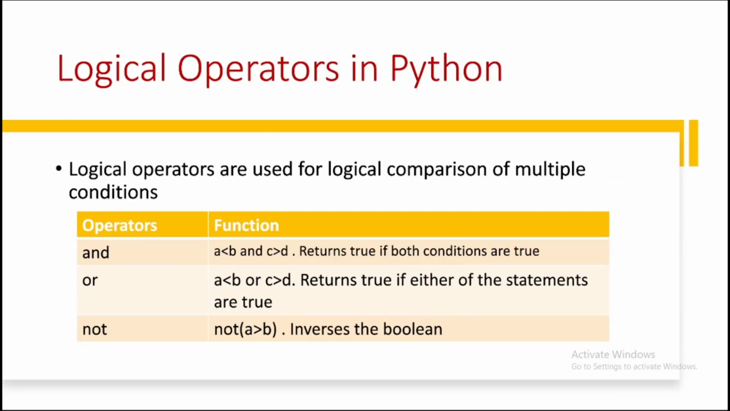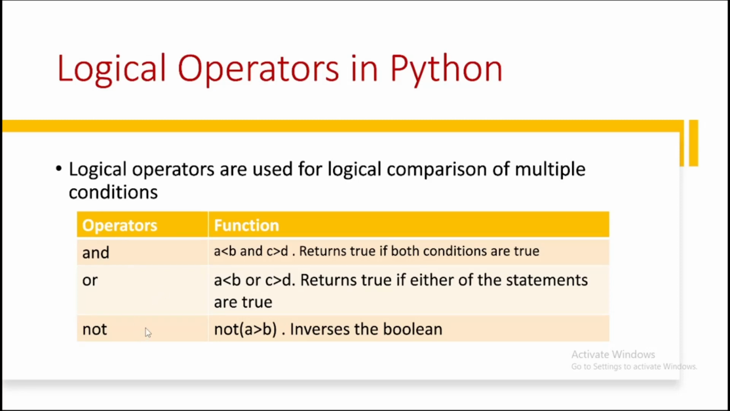Now let us learn about logical operators. Logical operators are used for logical comparison of multiple conditions. As you can see, the three different types are: and returns true if both of these conditions are true, that is a is less than b and c is greater than d. And then comes or. Here a is less than b or c is greater than d. It returns true if either of them is true. The difference between and and or, as you can see, is that and returns true only when both are true, but or returns true when either of them is true.